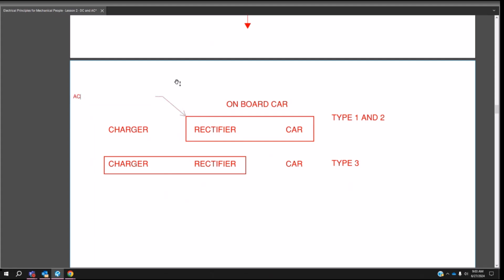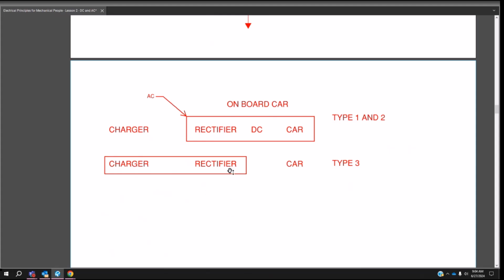AC voltages. The rectifiers here to change it to DC are much smaller because they're on board the car. They can't be nearly as large. So the rectifier on board cars is the limiting factor of how fast you can charge the actual battery. And that's because you're pushing AC to it, so you have to use the onboard rectifier.